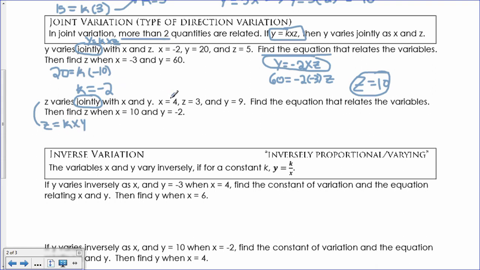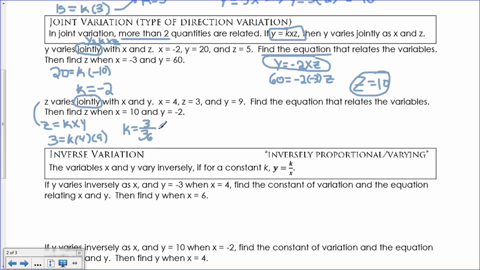The next one here, we have the x, the z, and the y that we would have needed to find k. So if we plug those in, we have 3 is equal to k times 4 times 9. 4 times 9 is 36. To get k by itself, I have to divide over the 36. So I end up getting k is equal to, at first, 3 divided by 36, right?